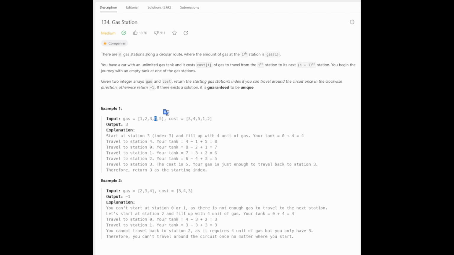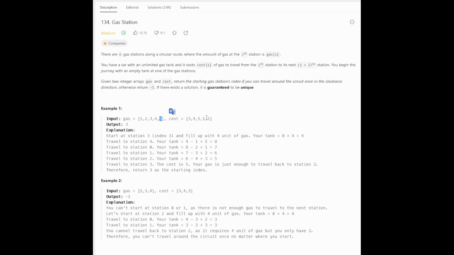What if we start over here? We get 4 gallons of gas. And to get to the next station, the value at the same index is 1, meaning it costs us 1 gallon of gas to move to the next. So we get 4, we spend 1, and we move to this gas station with 3 gallons in our tank.